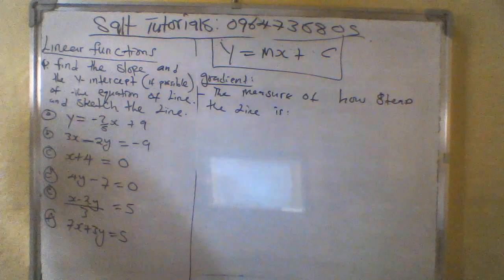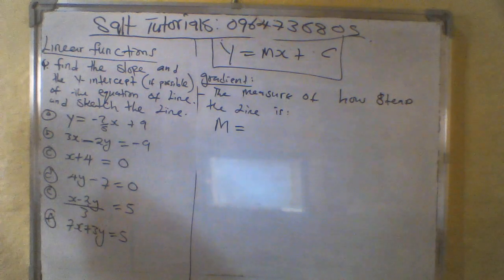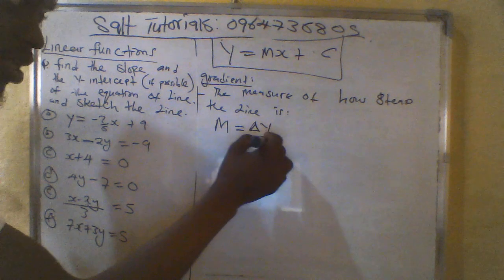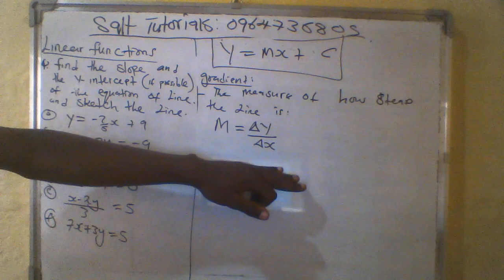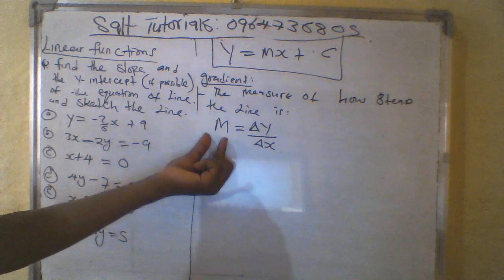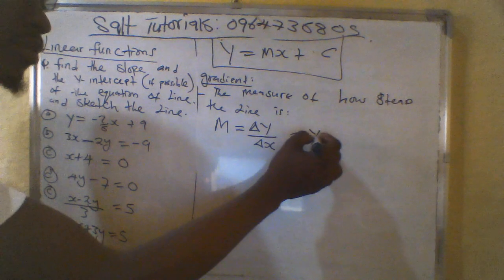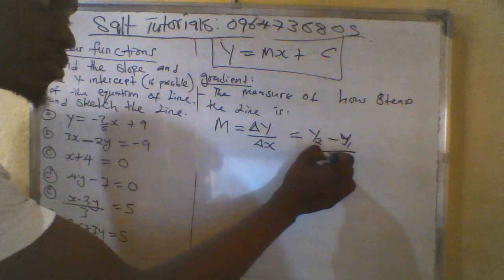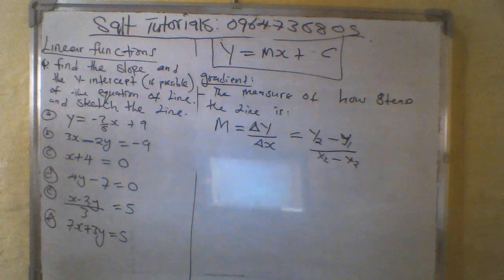So the steepness, this measure m, will be calculated by the changes happening in y over the changes happening in x. That will be the formula which I'm going to be using. So every time I have a change in y over the change in x, I'm able to measure how my line is steeping. These changes can be y2 minus y1 over x2 minus x1. This is in a situation where we have any 2 points.